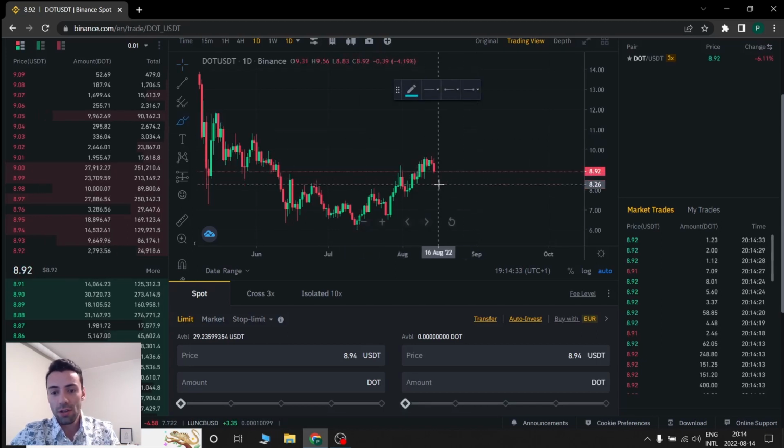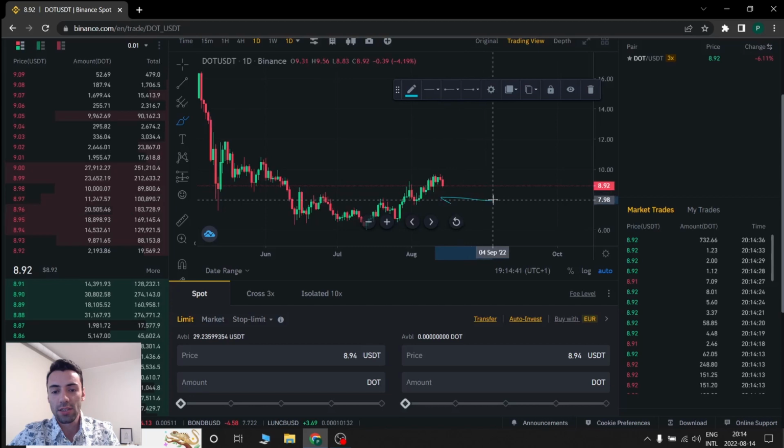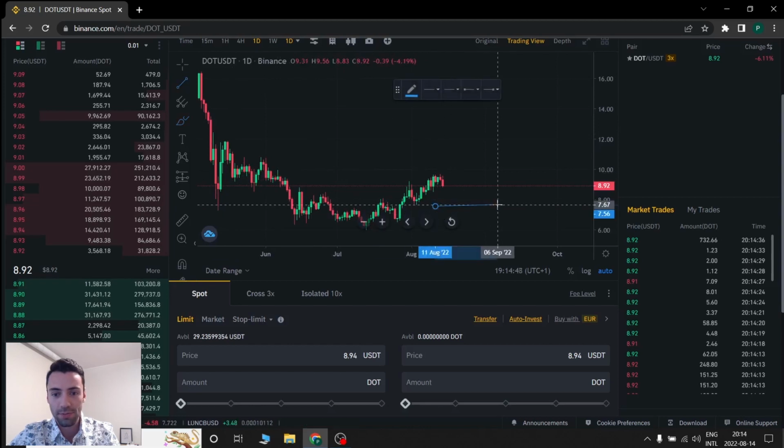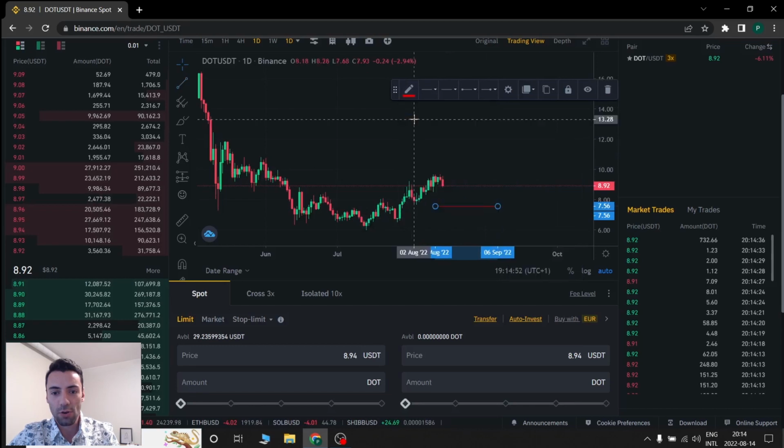So here Polkadot is at the price of $9, so we predict that it will come down to this line. Let's make it red and also thicker.